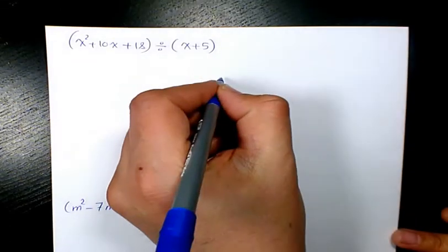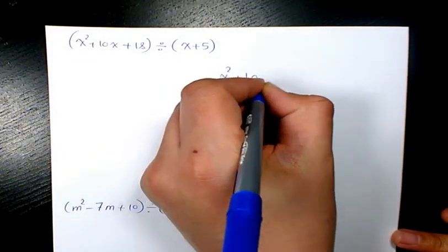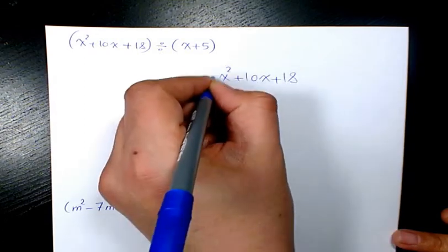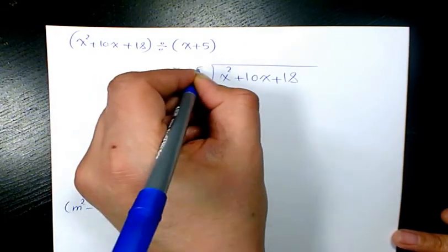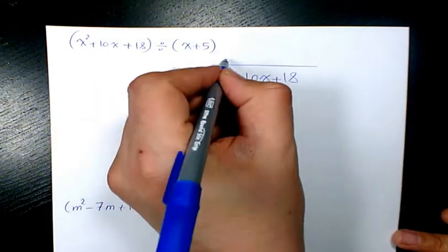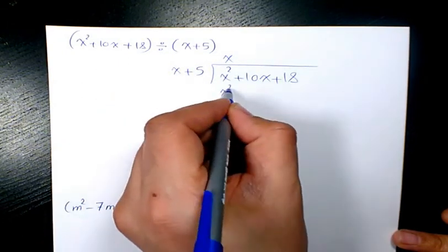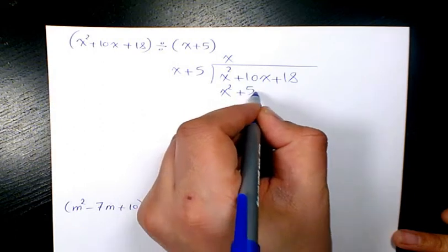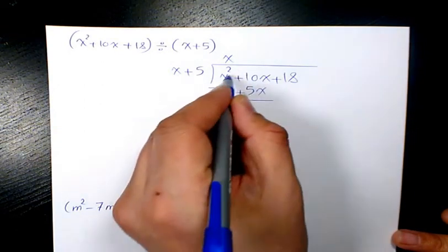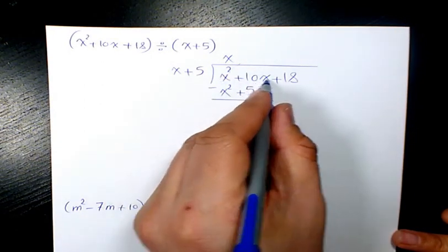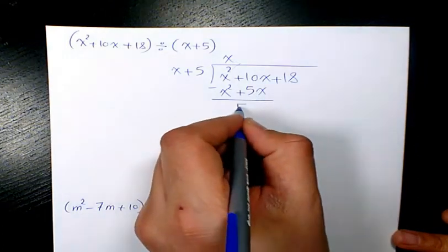Now you have x squared plus 10x plus 18 divided by x plus 5. x squared divided by x is going to be x. Then you need to multiply it. x times x, x squared. x times positive 5 is going to be 5x. When you subtract it, these two cancel out. 10x minus 5x is going to be 5x.